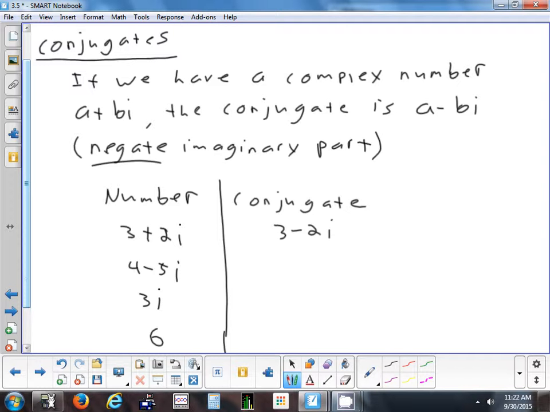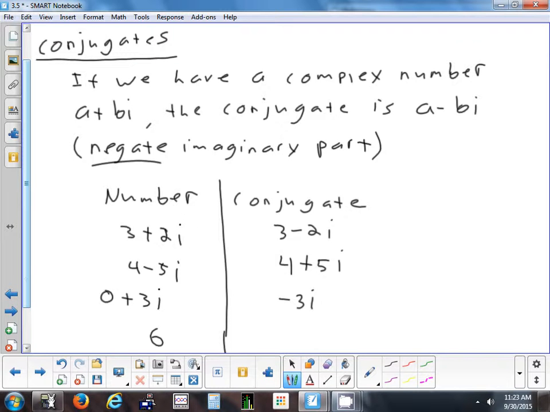Okay. Matt, how about the conjugate of 4 minus 5i? 4 plus 5i. Yeah, just changing the sign of that imaginary part. Okay. Nick, how about the conjugate of 3i? -3i. Yeah, -3i. Okay, if it looks kind of weird to not see the real part, we'll put in 0. 0 plus 3i, 0 minus 3i.